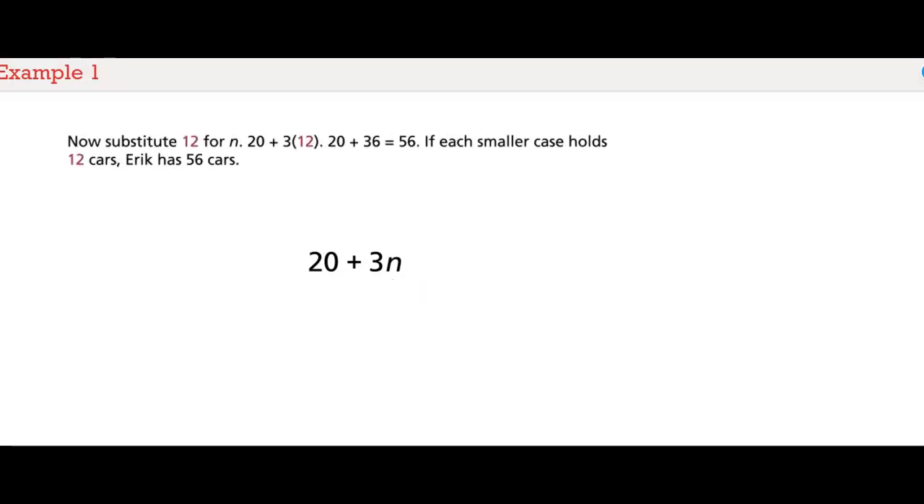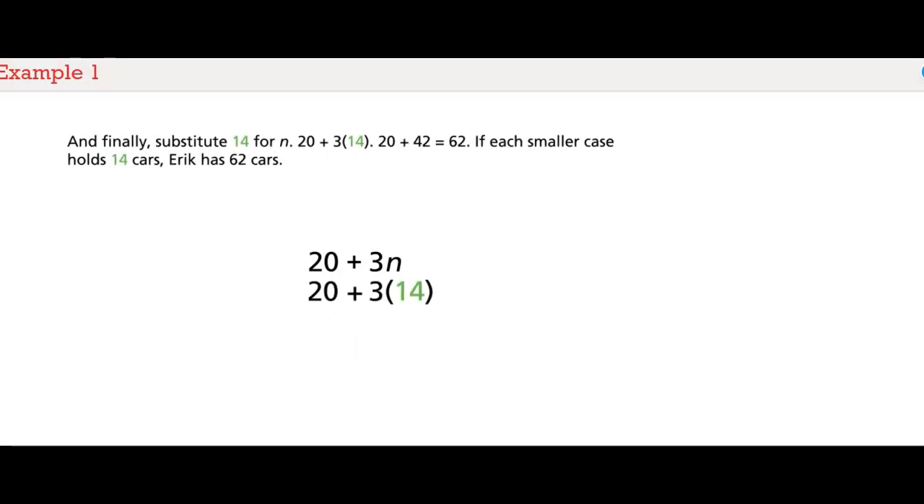Now, substitute 12 for n. 20 plus 3 times 12. 20 plus 36 equals 56. If each smaller case holds 12 cars, Eric has 56 cars. And finally, substitute 14 for n. 20 plus 3 times 14. 20 plus 42 equals 62. If each smaller case holds 14 cars, Eric has 62 cars.